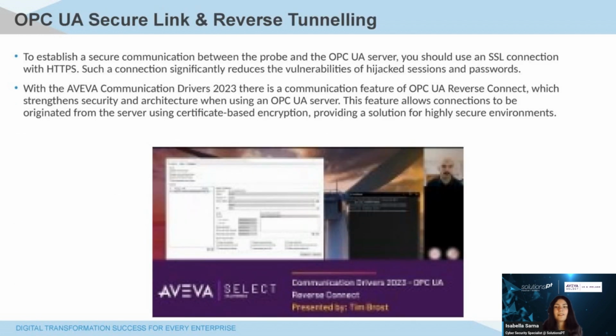If you're using OPC UA with the AVEVA tools, there are options for locking down and implementing a reverse tunnel. With the AVEVA Communications Driver 2023, there is a communication feature of OPC UA Reverse Connect, which strengthens the security and architecture when using an OPC UA server. This feature allows connections to be originated from the server using certificate-based encryption, providing a solution for highly secure environments.